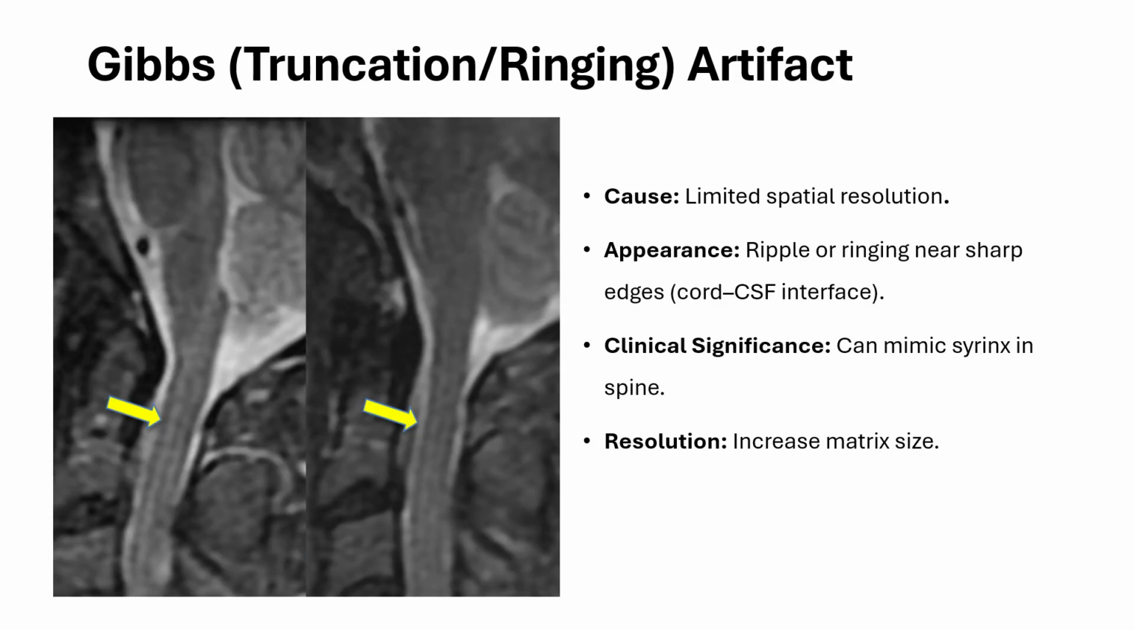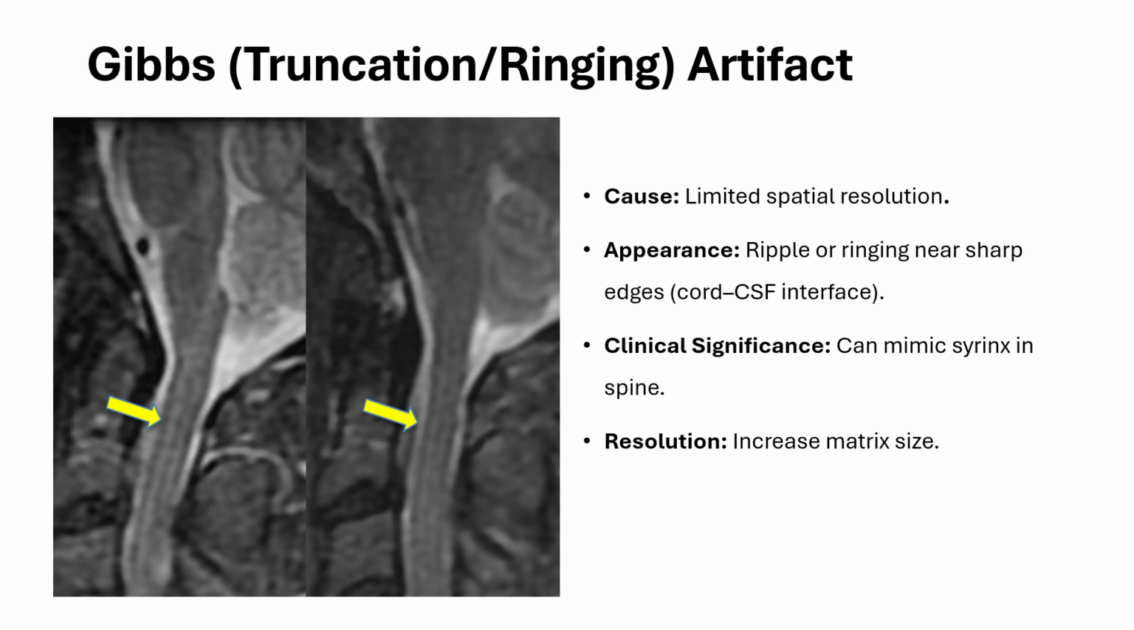Now the Gibbs artifact, or truncation or ringing artifact. It is caused by limited spatial resolution, and its appearance is ripple or ringing near sharp edges. This is a series of parallel lines in an MRI that appear next to high contrast boundaries, such as the edges of the spinal cord or brain. As we can see in this image, this is the spinal cord showing the ringing artifact. These are the parallel lines seen in the spinal cord, and this can mimic syrinx in the spine.